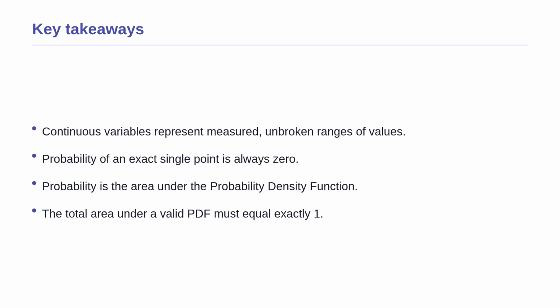Second, because there are infinitely many possible exact values, the probability of landing on one single exact point is always 0. Third, we find probabilities for a specific window by calculating the area under the probability density function curve using integrals. And finally, the total area under any valid probability density curve must always equal exactly 1.